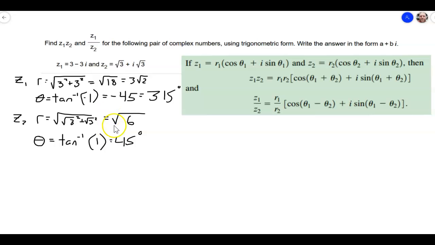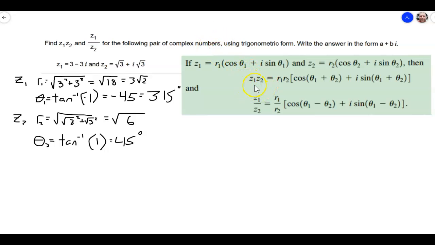So we have our r, and we should really call this r2 and this theta 2. We should really call that r1 and that one theta 1, so we don't get those confused between our z1 and our z2. And now we really have everything that we need in order to figure both of those out.